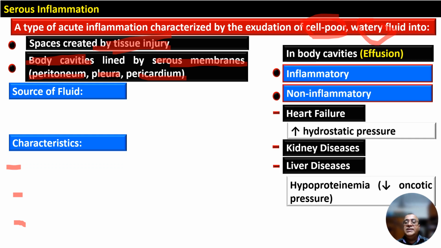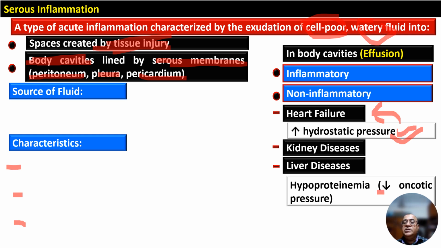In body cavities, these effusions or collections of cell-poor watery fluid may be inflammatory or non-inflammatory. This can be non-inflammatory when there is increased hydrostatic pressure, and whenever there is increased hydrostatic pressure, there will be ultrafiltrate or transudation of the fluid from the capillary into the tissue, as happens in heart failure.